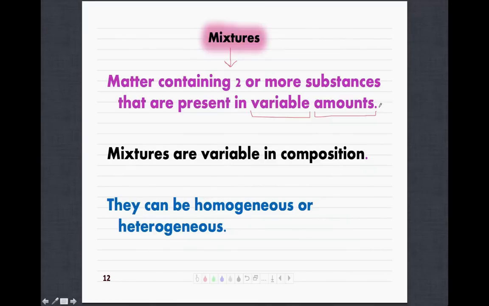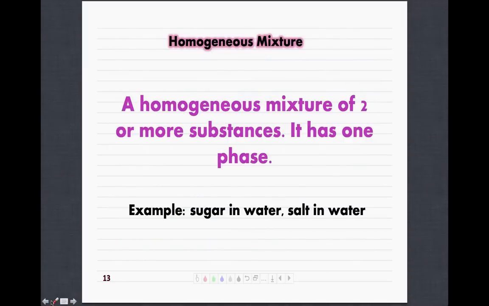It doesn't matter how much you add, as long as when you look at it, if it is one phase, it is homogeneous. If it is two phases or more, it's heterogeneous. So mixtures are variable in composition. You can vary it, it's still a mixture. They can be, as we said, either homogeneous or heterogeneous. We already talked about the homogeneous mixture as being composed of two or more substances that has one phase: sugar in water, salt in water, anything that dissolves in water.